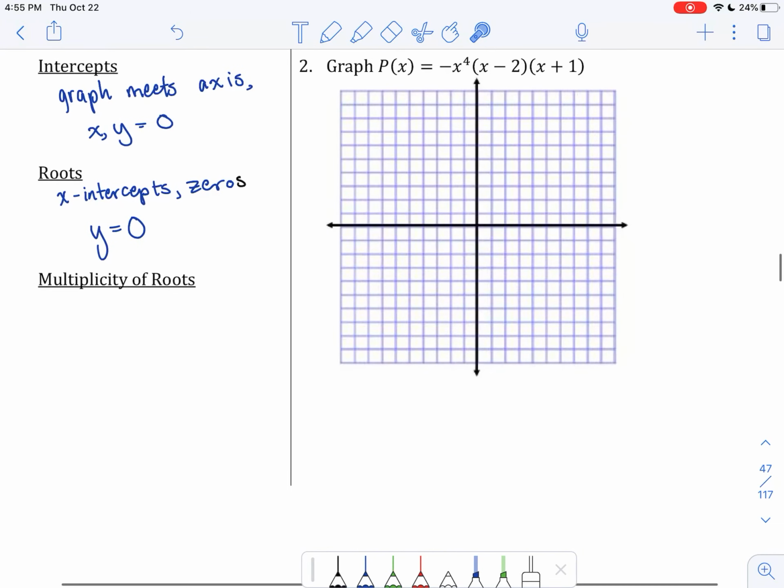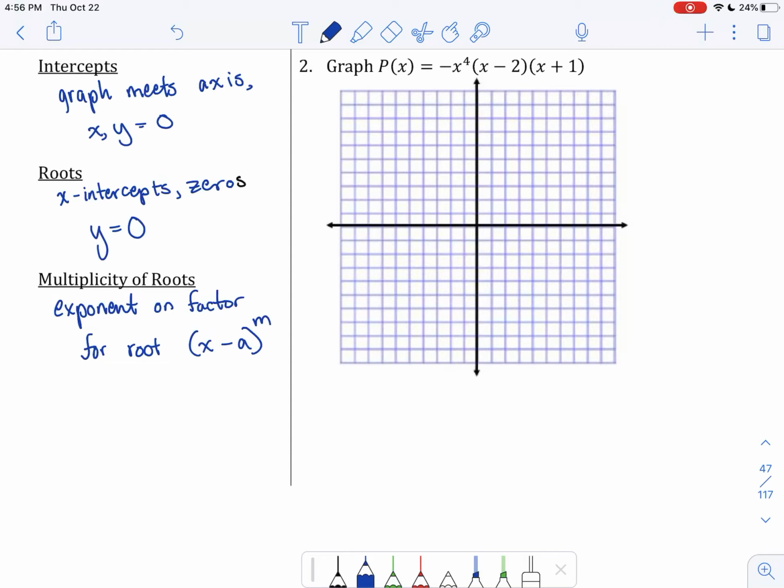Let's look at another example, and this has an important idea, which is called multiplicity. And so the idea here is that some roots are going to have a multiplier or an exponent. So this is what we think of as the exponent on the factor for the root. So for example, x minus 2, the root for x minus 2 is positive 2. So if I'm looking at some factor x minus a, any exponent it has is its multiplicity. We're talking about this number here.